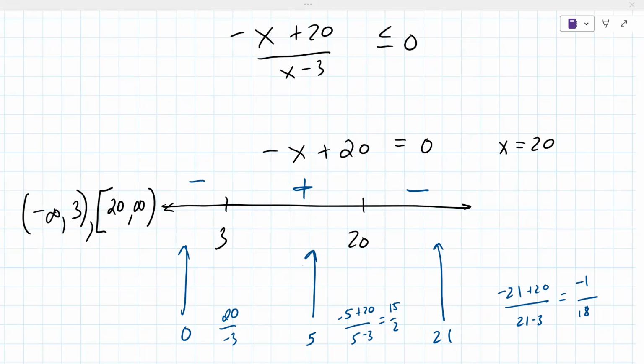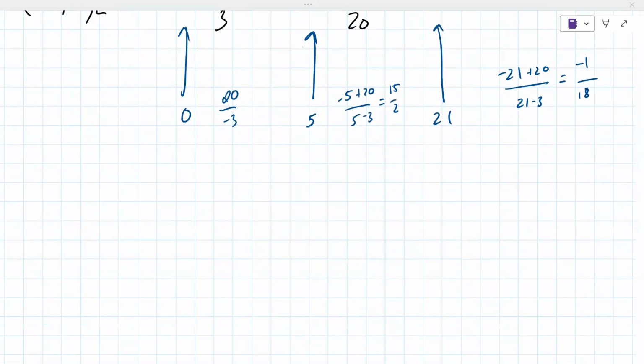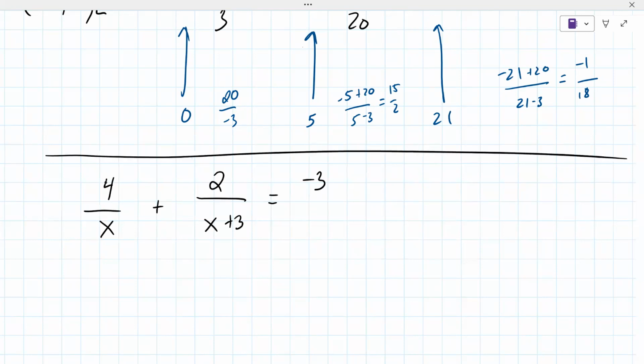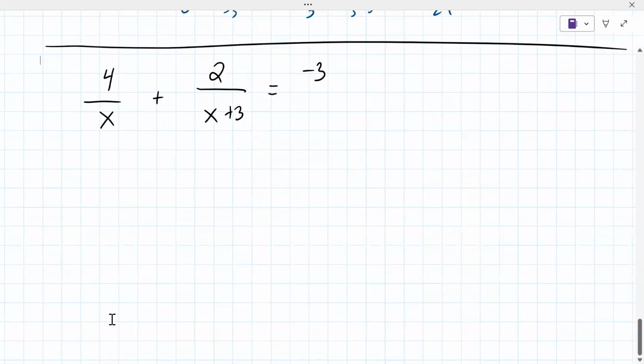Is that okay? Yes. All right, so limited time left. What's the most important thing for us to cover here? Can we just do the one right under that 5? Sure. 4 over x plus 2 over x plus 3 equals negative 3. Is that correct? You said yes, that is correct. Yes.